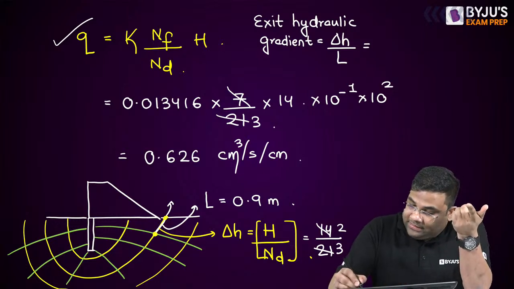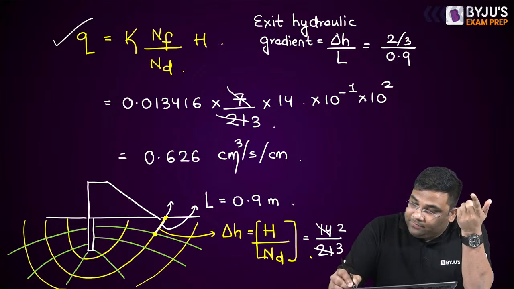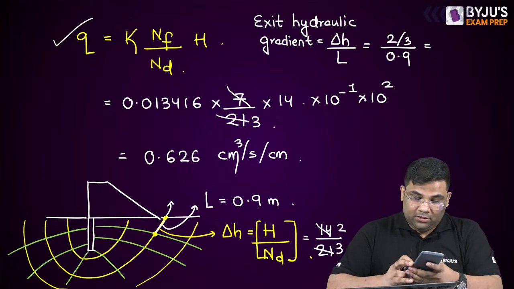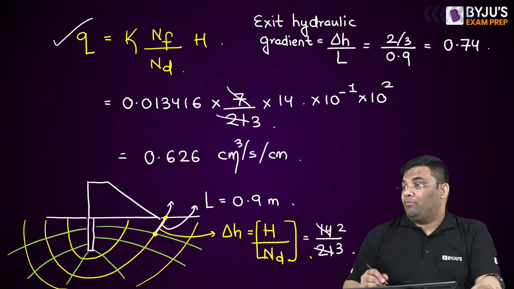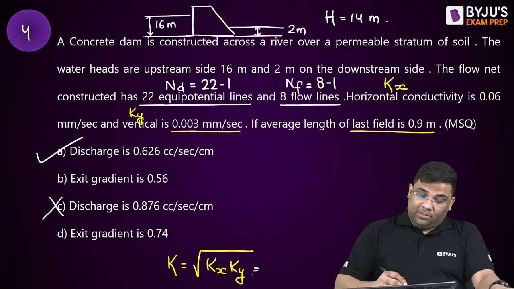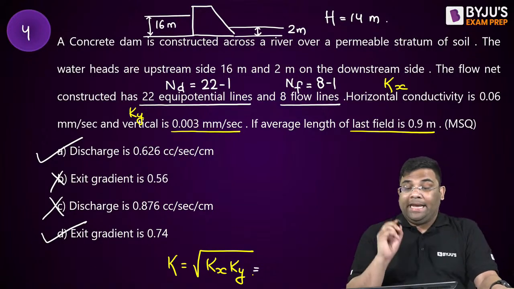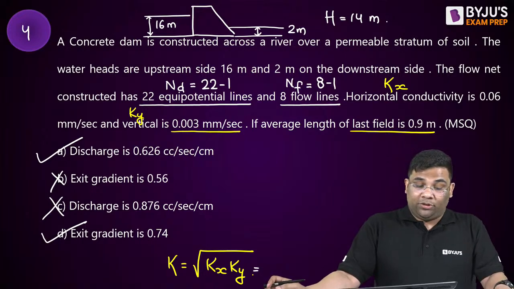So this is how much? This I can say is 2 by 3 divided by 0.9. How much are you getting for this value? Tell me the answer. 2 divided by 3 divided by 0.9. I'm getting 0.74. So the exit gradient is 0.74. This is wrong. So in this MSQ question, A and D are correct. So this is from CPAGE, question number 4.